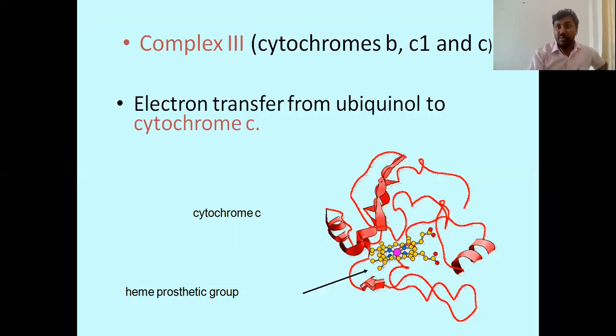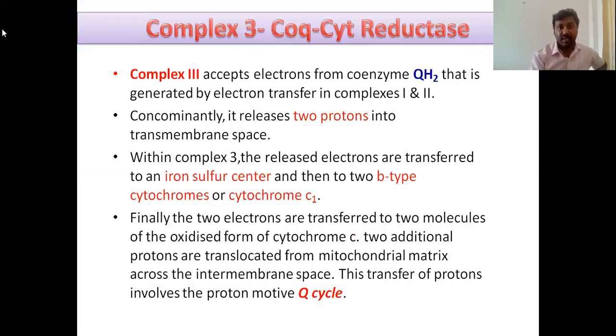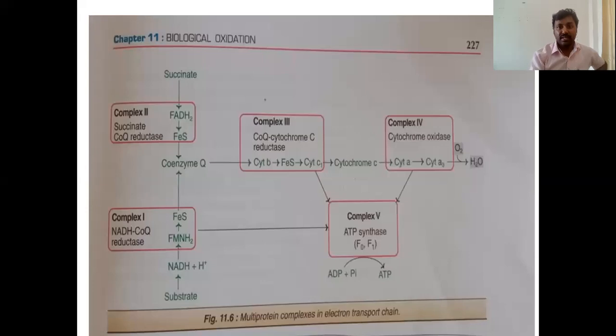Next, complex 3: cytochrome B, C1 and C. These three are involved in the cytochrome C reductase. Complex 3 accepts electrons from coenzyme QH2. We already discussed this, but once again I'll show you. From coenzyme Q the electrons go to cytochrome B, cytochrome C1 and cytochrome C. So in complex 3, the components involved are cytochrome B, cytochrome C1 and cytochrome C.